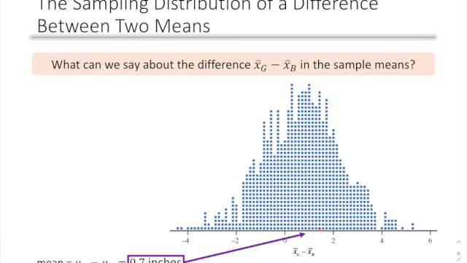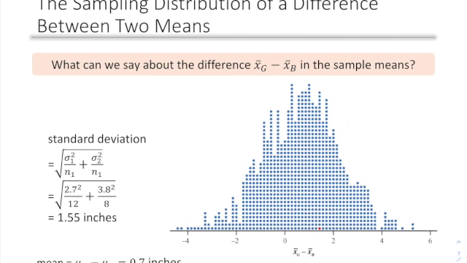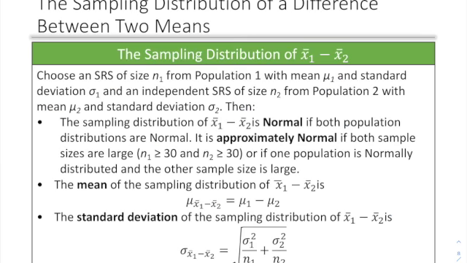So what can we say about the difference in the sample means? Well, the mean of the sampling distribution is equal to the subtraction of their individual sampling distribution means. And for the standard deviation, remember we always add the variances. So we'd have 0.7. Again, this is a combination of chapter 6 and 7, where we talked about random variables and combining random variables, and chapter 7 was about sampling distributions.